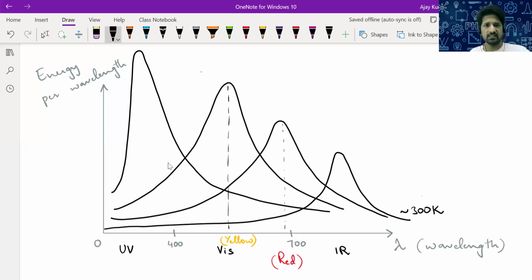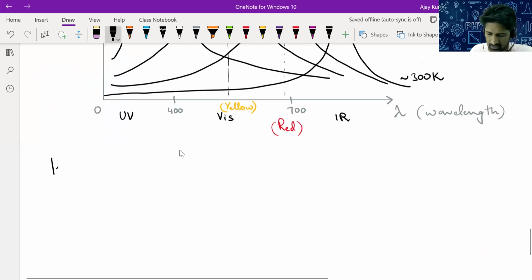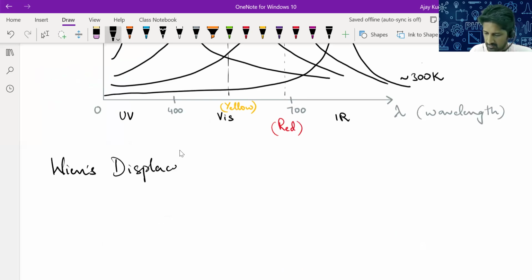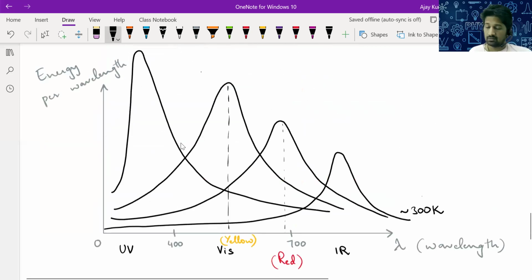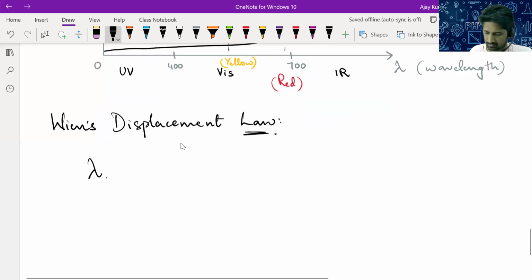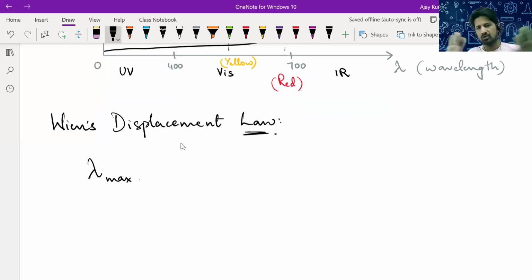So as temperature increases, the wavelength corresponding to most of the energy emitted decreases. This is what we call Wien's displacement law. A very important part of this chapter, and very important to understand nature also, what happens in nature. Now, the wavelength which corresponds to most of the energy emitted, let us call it lambda max. Every object emits all possible wavelengths, but one wavelength will be responsible for most of the energy radiated by it. That wavelength is what we are calling lambda max.